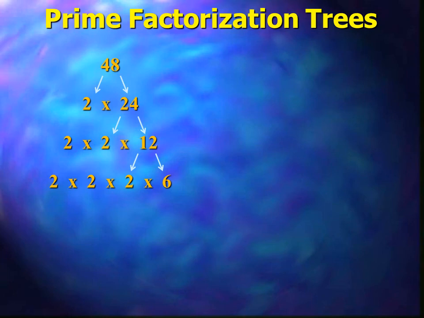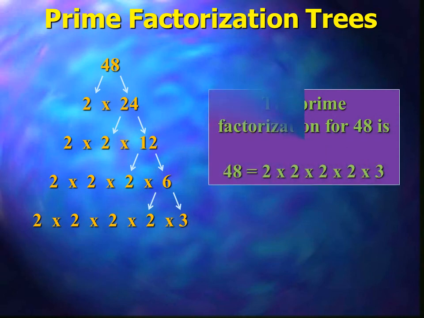We look down at the 6. We see that 6 is also an even composite number, and it is divisible by 2 as well. Carrying those 3 2's down, and dividing 6 by 2, we are left with 2 times 2 times 2 times 2 times 3, which just happens to be the prime factorization of 48. 2 times 2 times 2 times 2 times 3.